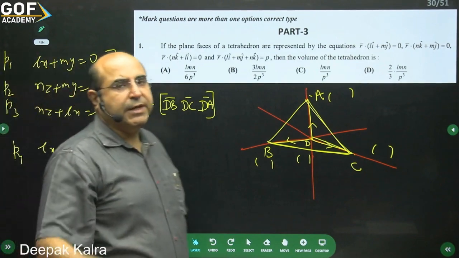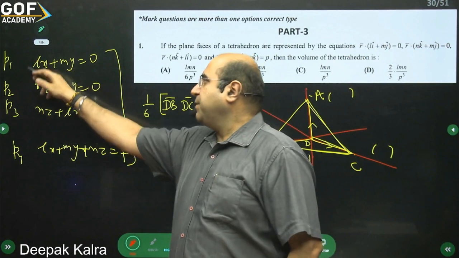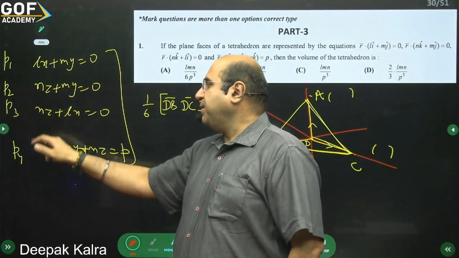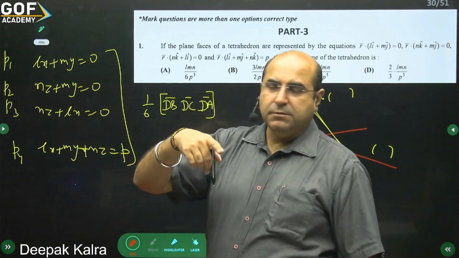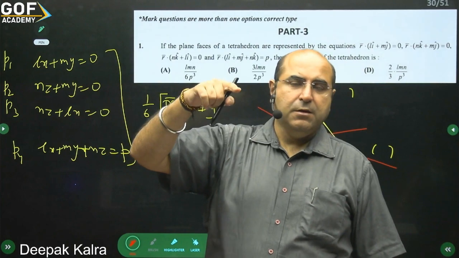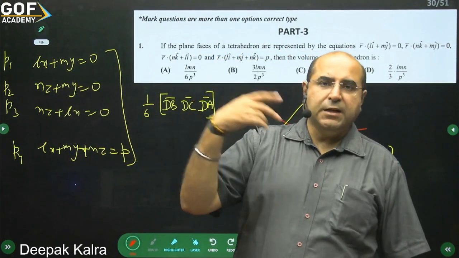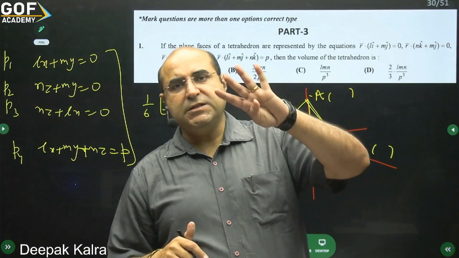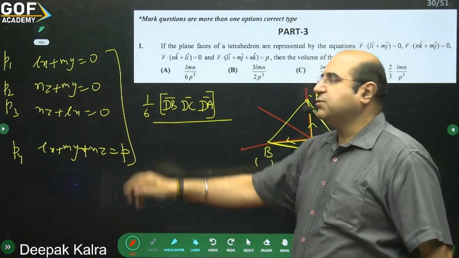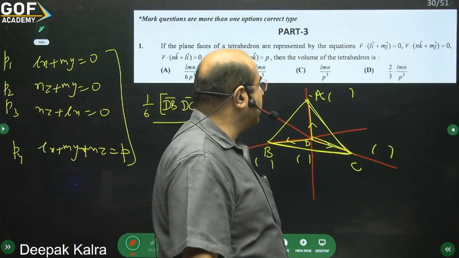Now you need to take 3 at a time and solve. P1, P2, P3, one vertex will be obtained. P2, P3, P4, another vertex will be obtained. P3, P4, P1, another vertex will be obtained. And P1, P3, P4, another vertex will be obtained. All the 4 vertices you should get. That 4 vertices when you get, you apply this rule and you get the answer. And hopefully the answer is, I think, your D.